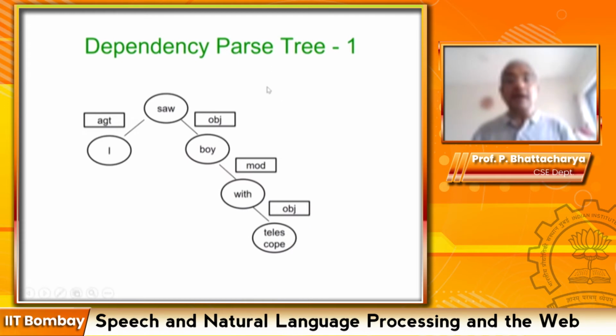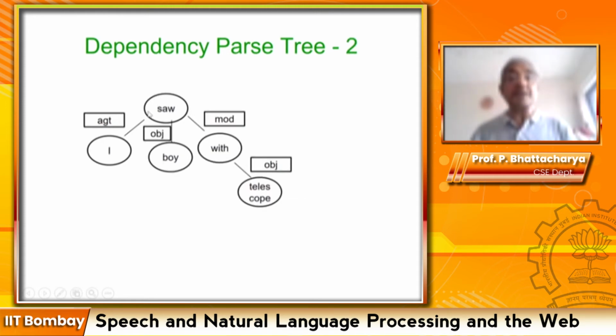"I saw the boy with the telescope" also shows ambiguity for dependency parsing. See, here the main verb is saw. The agent is I, the object is boy, and boy is modified with a telescope. So a particular boy who has a telescope. In this case, the dependency parse tree shows that the boy has a telescope. But if I have another dependency parse tree, where saw has agent I, object boy, and saw is modified with a telescope, here the modifier is an instrument. So I am using the telescope. Here I have the telescope, as is clear from the dependency parse tree.